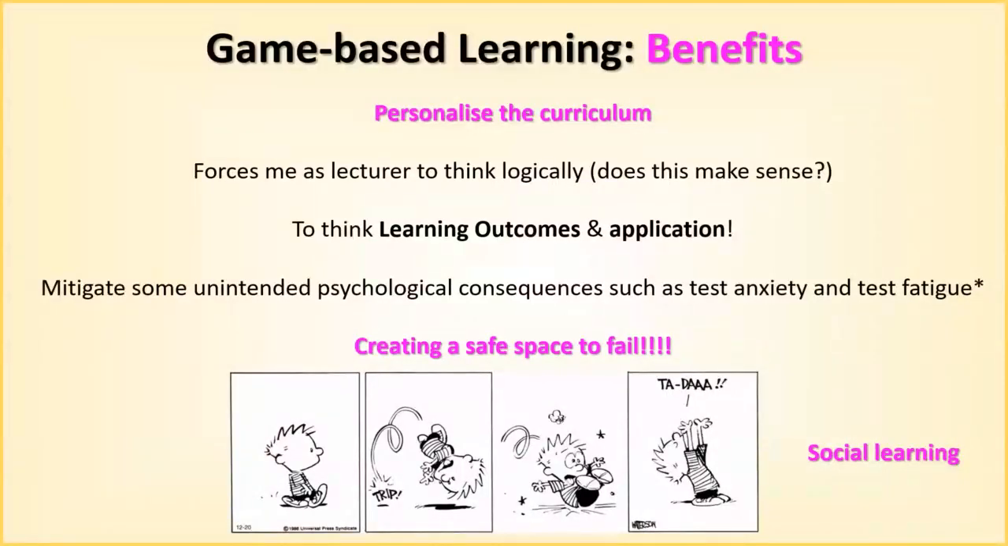But at the end, they will still reach the learning outcome and the learning will have taken place. In our game-based learning, we also create a safe space to fail. And some of you wrote there that you use scenario-based learning, branching scenarios, H5P to create these scenarios.